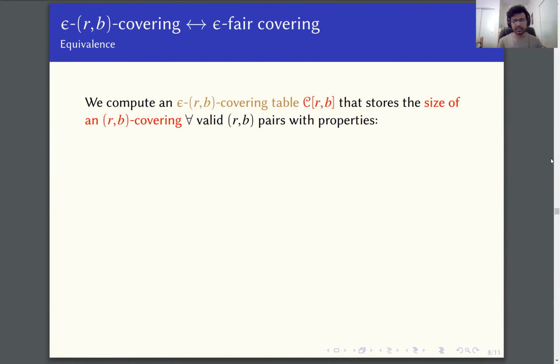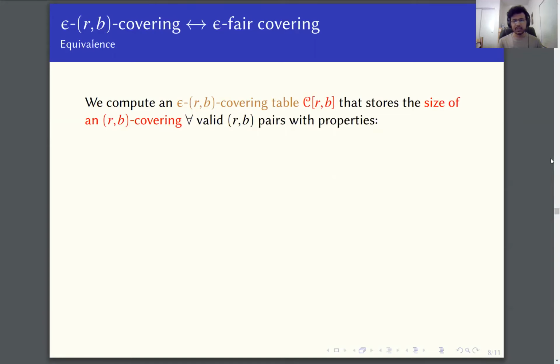We describe the details of our algorithms for two dimensions. First, our algorithm computes an epsilon RB covering table C_RB that stores the size of an RB covering for all valid RB pairs. The values stored in table C_RB are the best values our algorithm can obtain across all shifting partitions. The values are computed using a dynamic programming procedure. Hence, using standard backtracking techniques, one can actually recover the disks which cover exactly R red and B blue points.